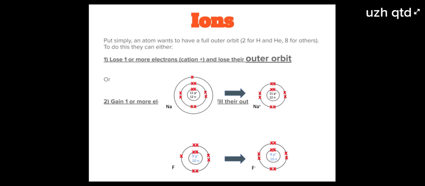Again, just a reminder, atoms just want to have a full outer orbit. 2 for hydrogen and helium, 8 for everybody else. To do this, they're either going to lose 1 or more electrons and become a cation and lose their outer orbit shell, or they're going to gain 1 or more electrons and fill out their outer shell while becoming an anion.